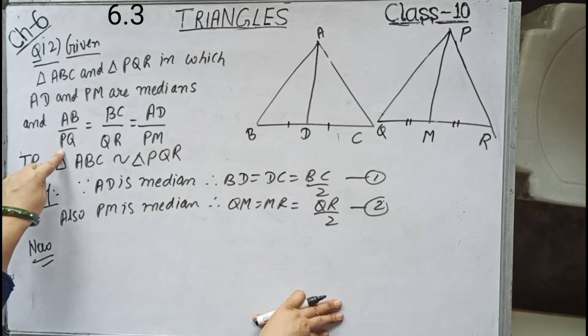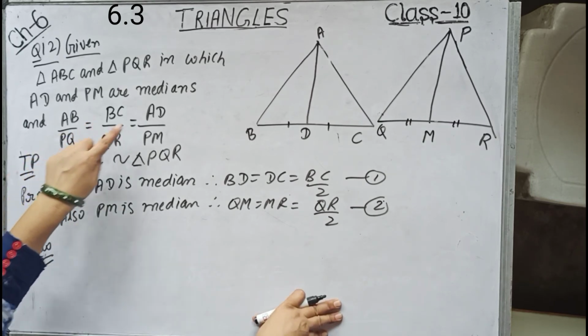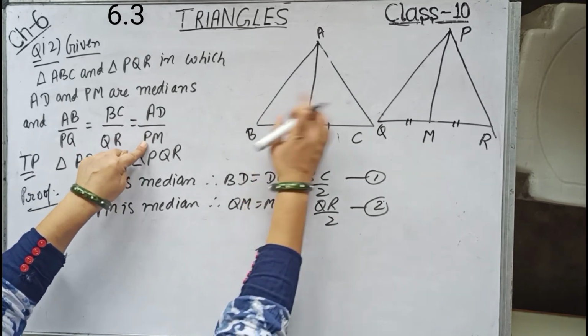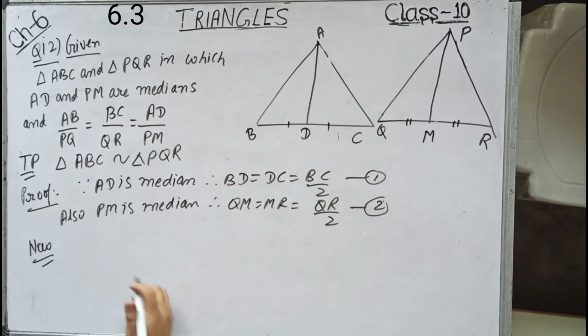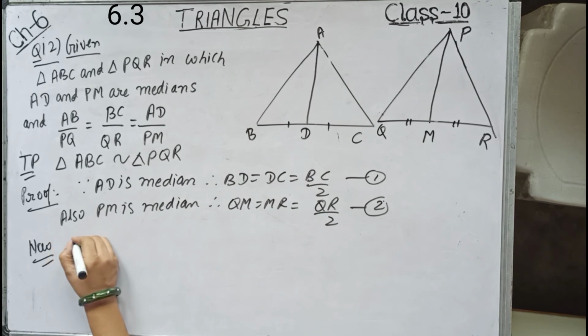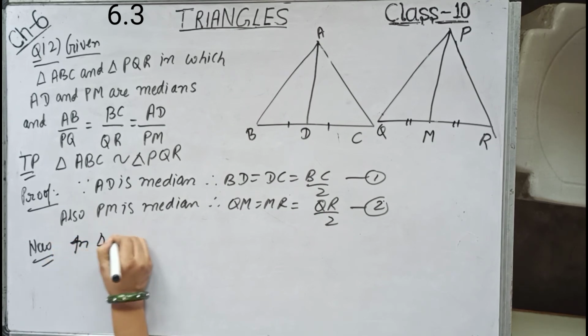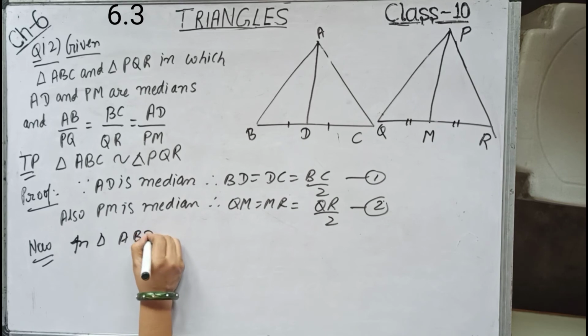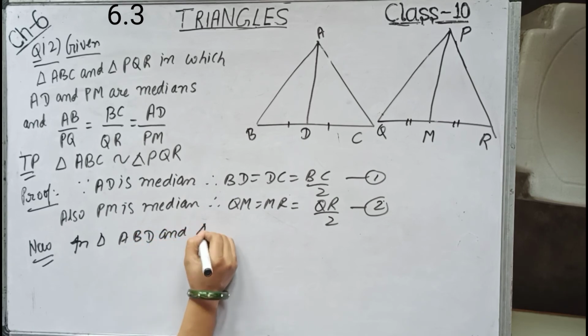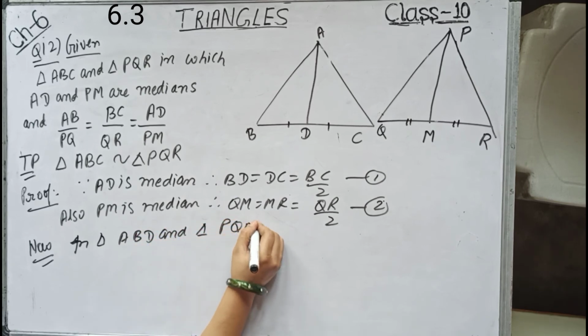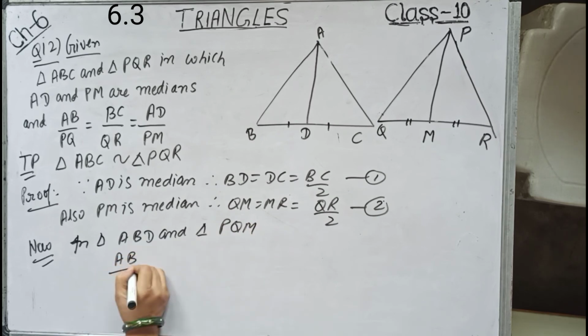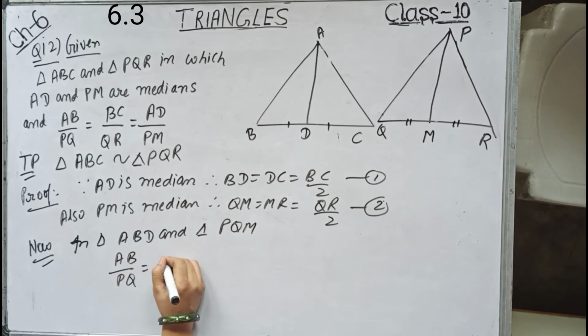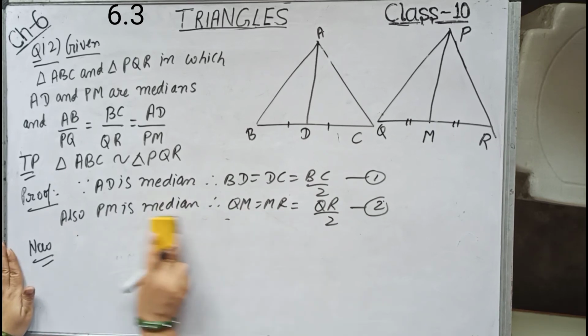AB by PQ equals BC by QR equals AD by PM. So these two triangles, the smaller triangles, let us prove first similar. Now in triangle ABD and triangle PQM, AB by PQ equals BD. Let us write, don't write this one, let us write first given.